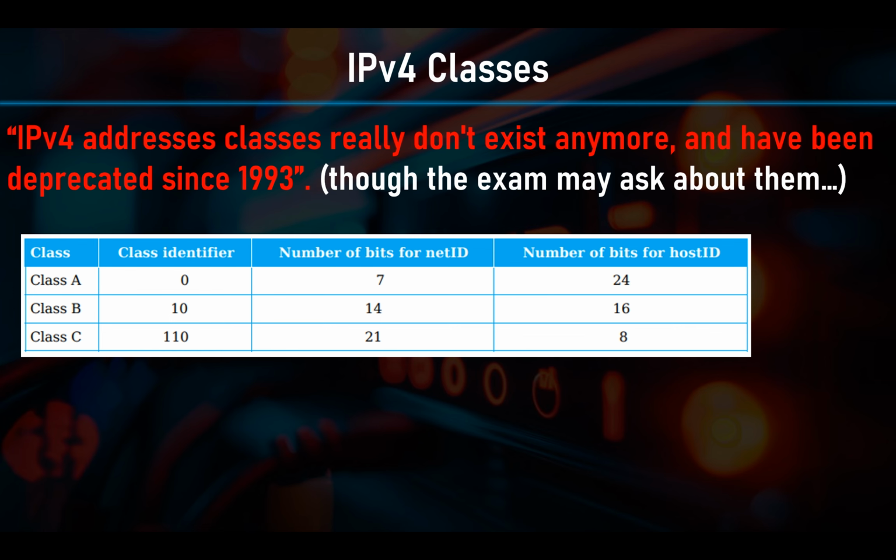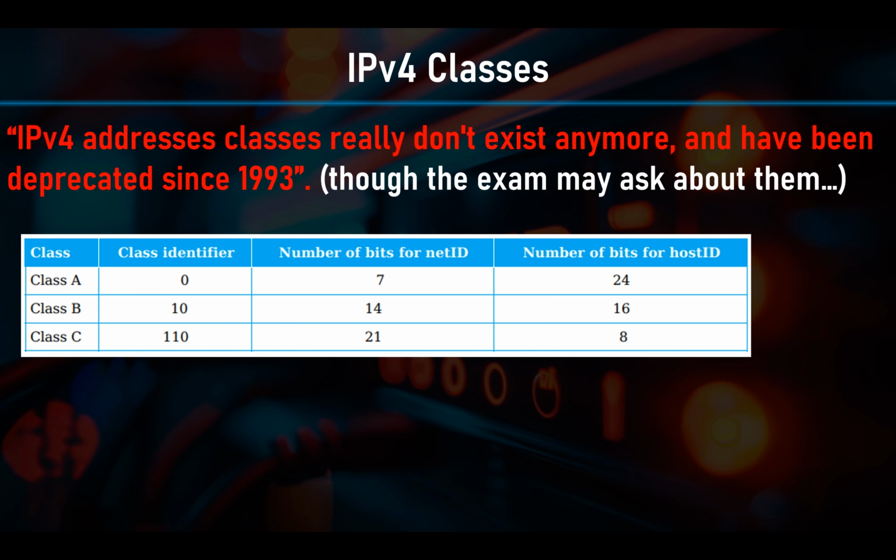If we look at the first one, as mentioned, they don't really exist anymore and have been deprecated since 1993. However, they are still in the book, I guess because the reason they want you to learn about them is that when we see the problem of IP classes, that informs why, for example, CIDR and subnetting were eventually developed, just to solve these problems.